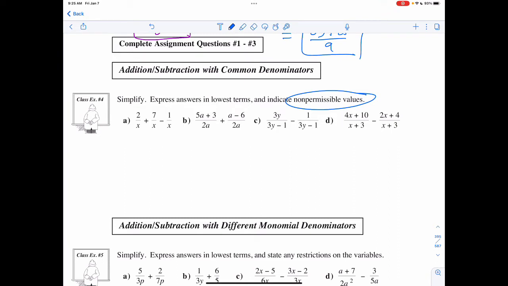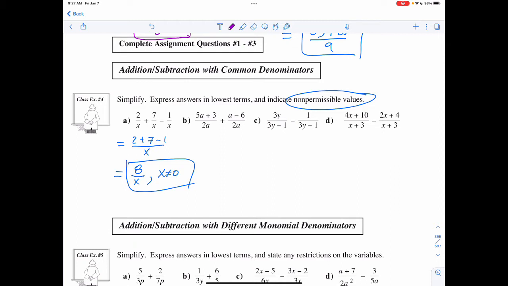So I can say that this is the same as 2 plus 7 minus 1 all over x, or 8 over x. But I still need to indicate that because I have an x in the denominator by itself, x cannot equal 0. I need to make sure that I state that non-permissible value.